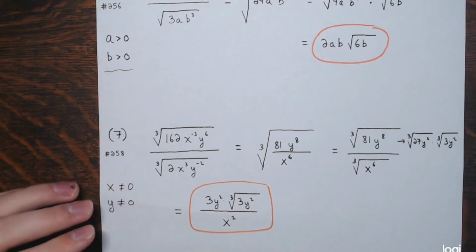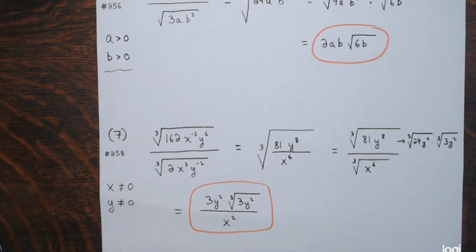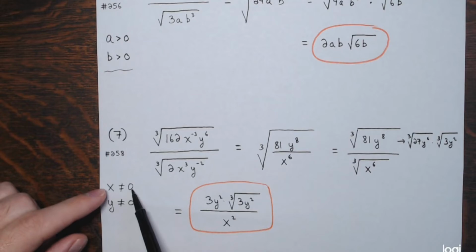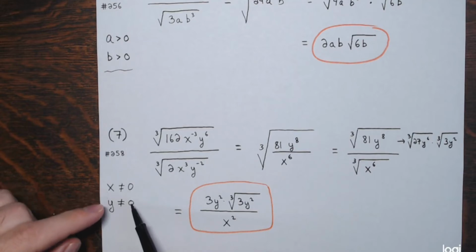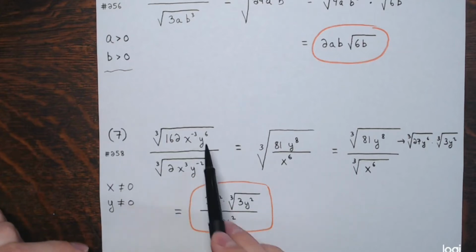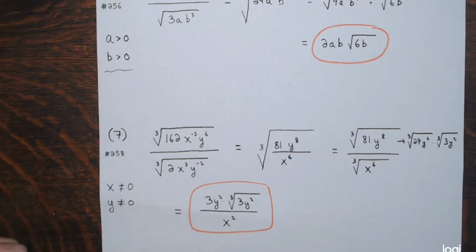And once again, if you want to test it out, plug in any non-zero value for x, any non-zero value for y, plug them in the original expression, plug them in the final expression, and you should get the same value all the time, no matter what you plugged in for x or y, again, as long as they're not zero.